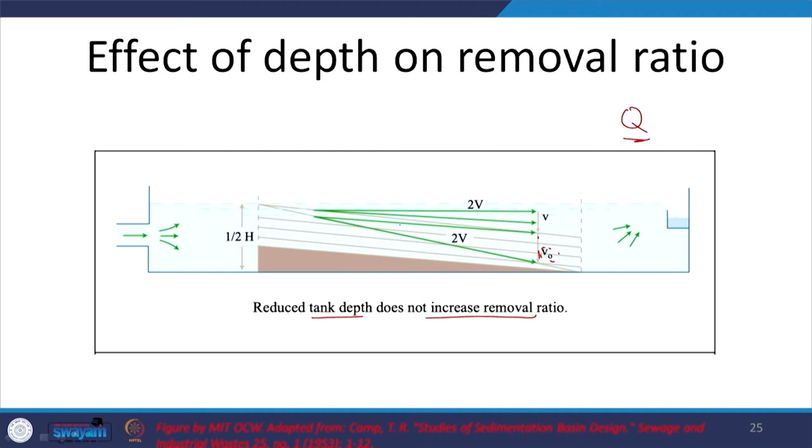A particle which at h would be somewhere out here is now somewhere out here, let's say. Why is that? Because this horizontal flow velocity has increased, because you are decreasing the height. Again, reduced tank depth, as we can see, does not really affect it. But what can you do?